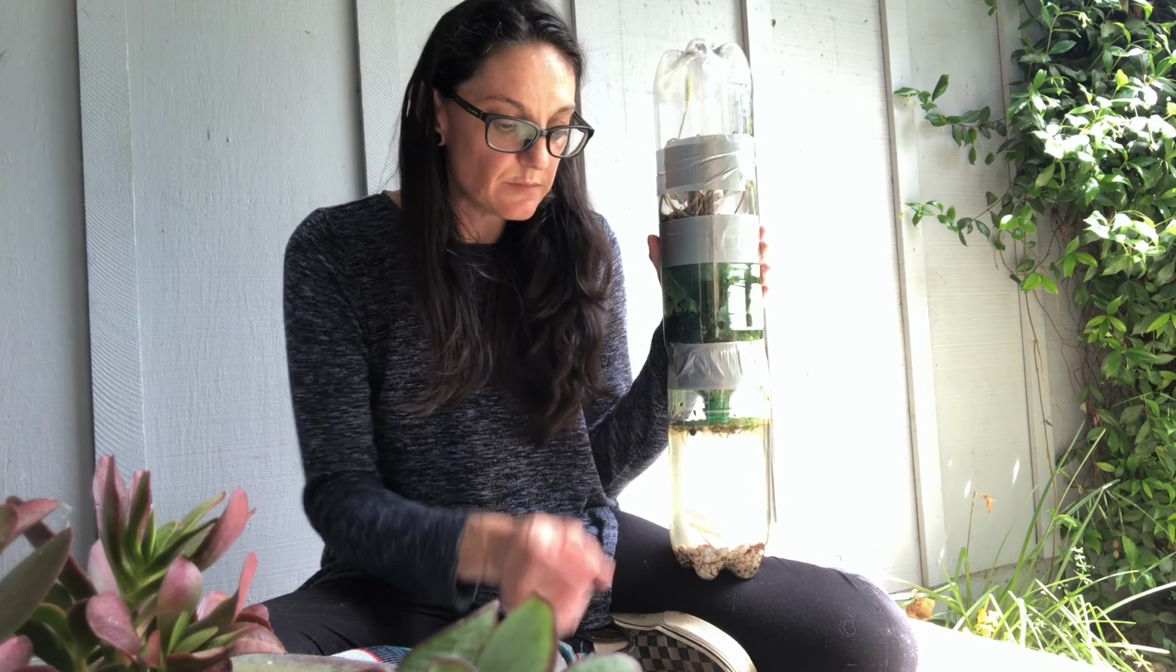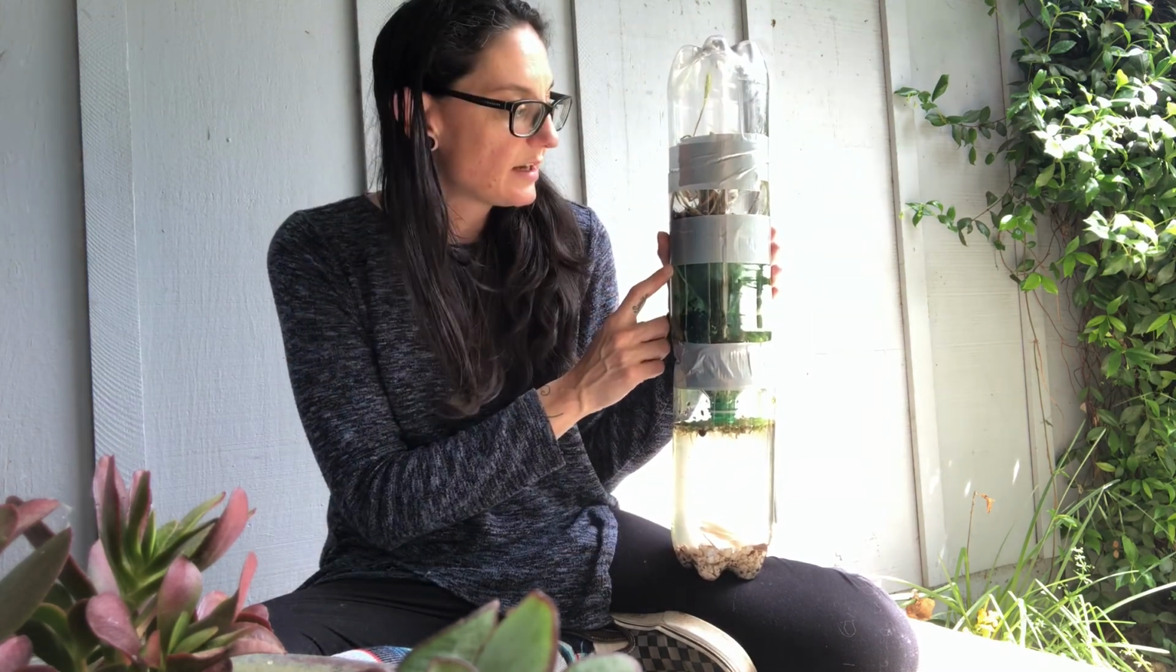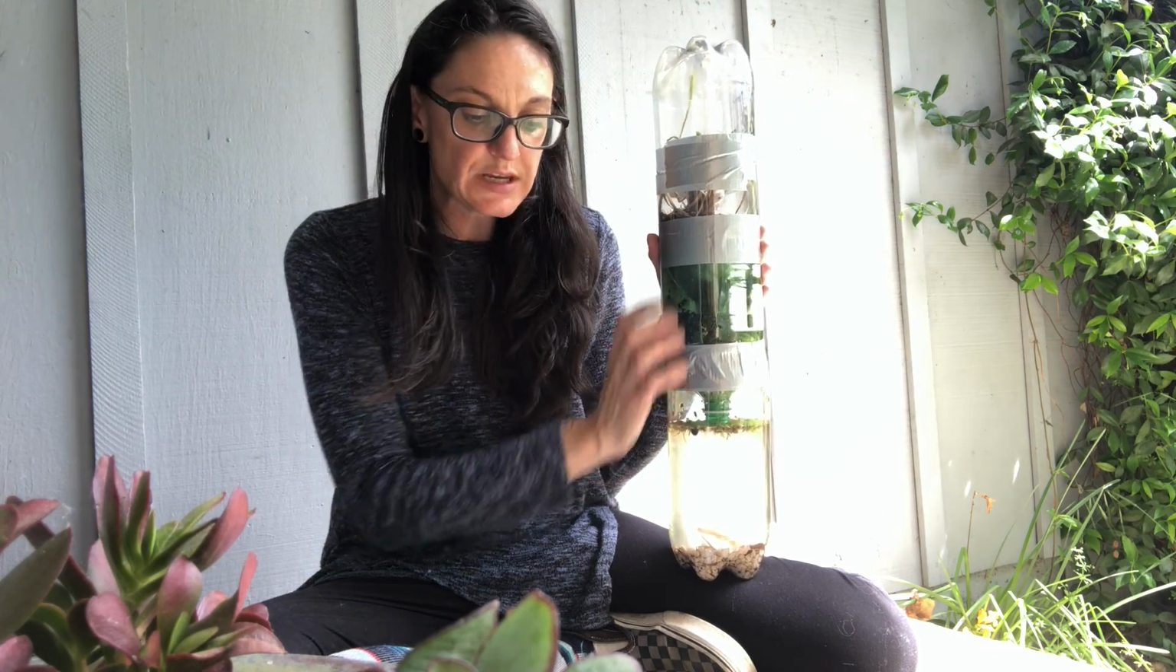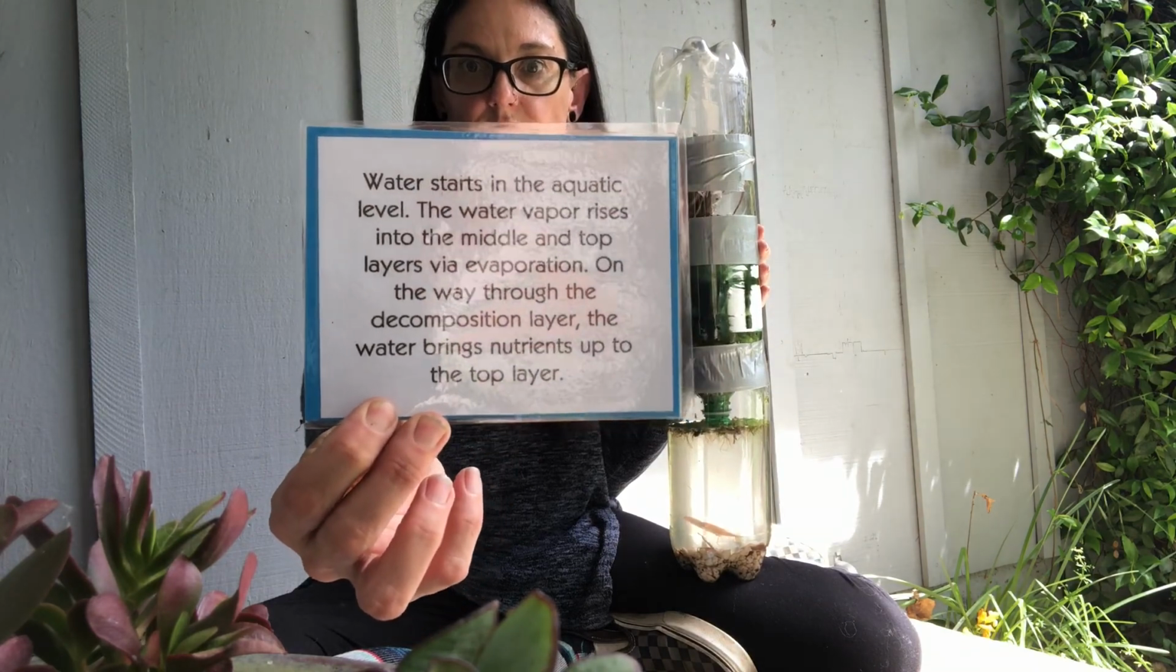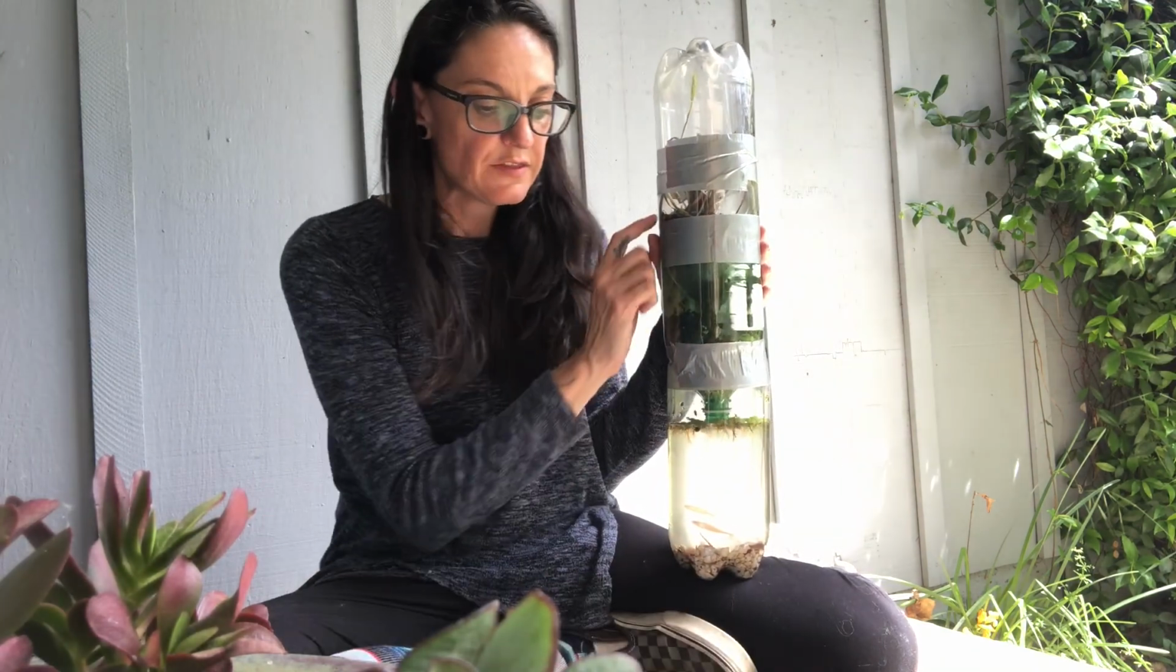Okay, so on the way through the decomposition layer, the water brings the nutrients up from the decomposition layer to the soil in the top layer. The soil in the terrestrial layer then absorbs the water and those nutrients.